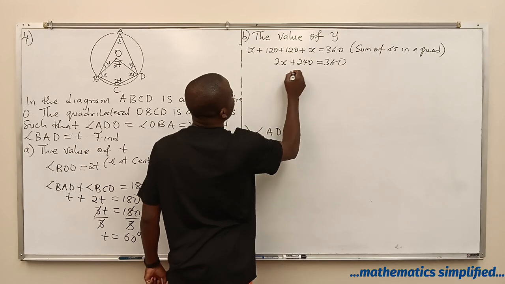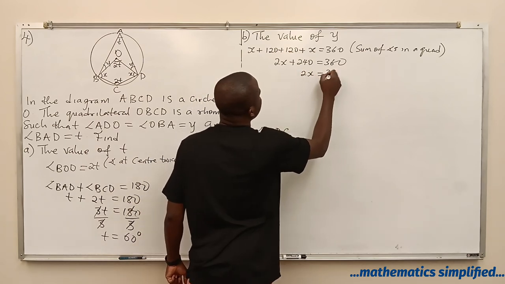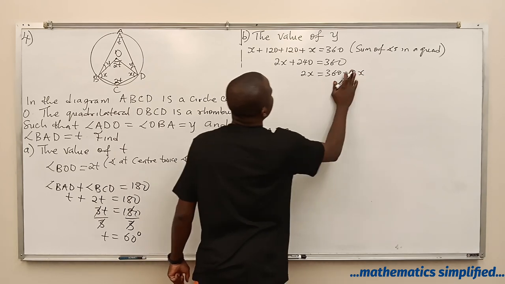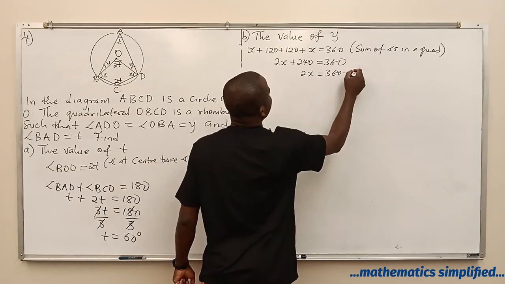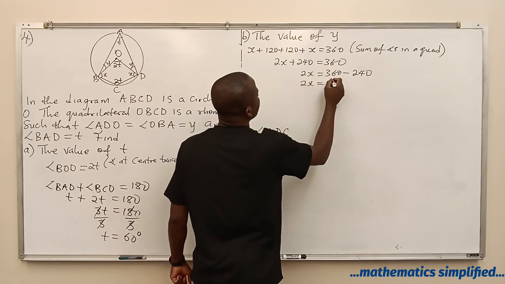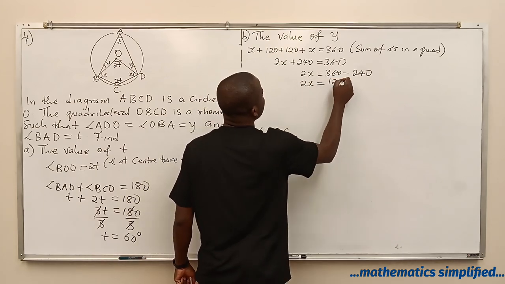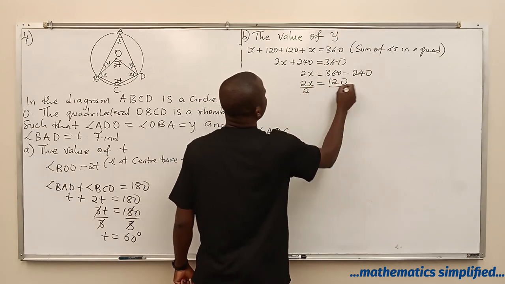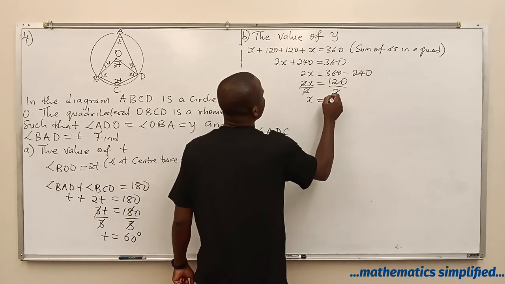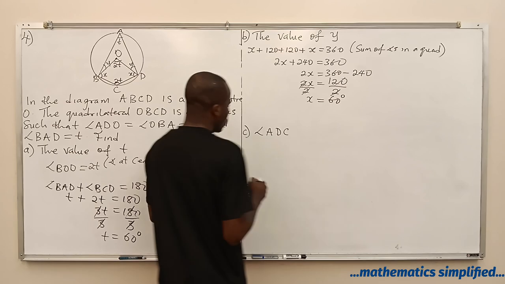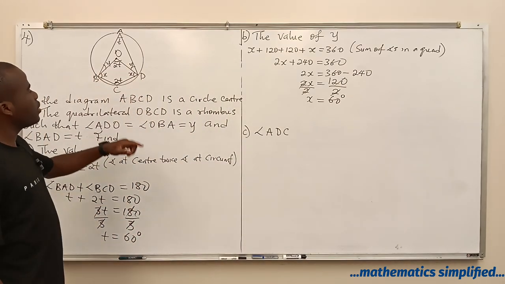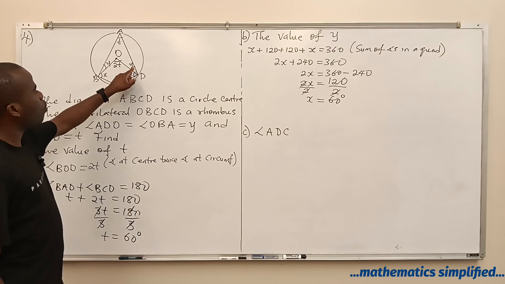Subtract 240 from both sides, we have 2x equals 360 minus 240. So 2x will be 360 minus 240, which is 120. Divide both sides by 2. We have that x is 60. So x is 60 degrees. If x is 60 degrees, how do we find what y is?